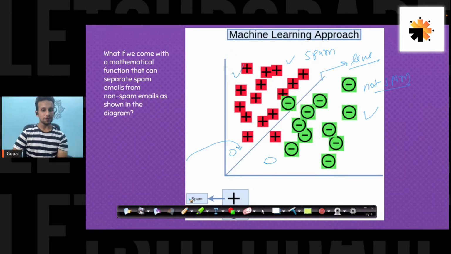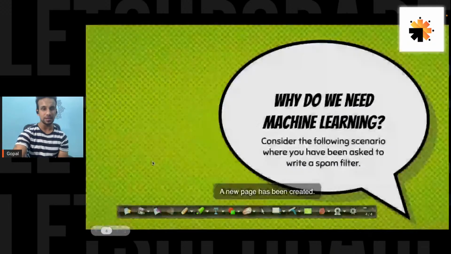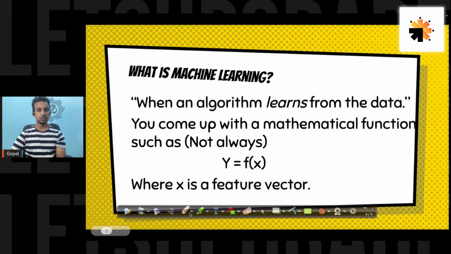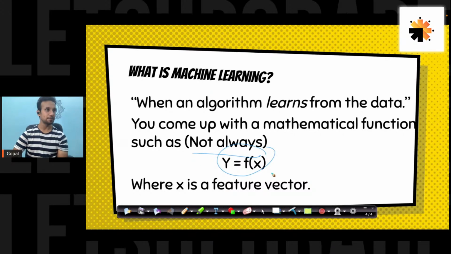If we go back to the very first definition of machine learning: when an algorithm learns from the data, you come up with a mathematical function such as y equals f(x), not always, of course, where x is a feature vector. Let me explain what exactly the feature vector is in a while. So that is your machine learning.